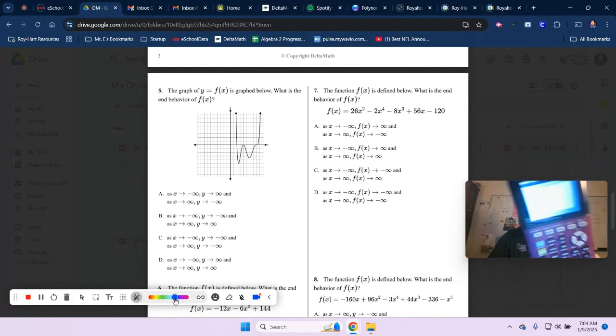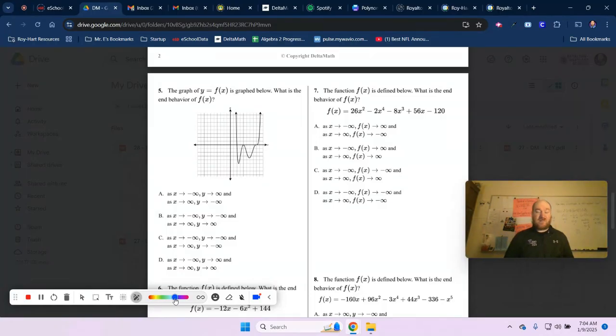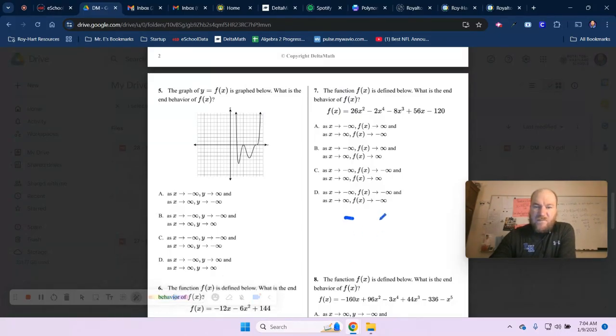I don't know if I'm going to be able to get it with this camera. It did a good job of showing what's happening in this graph. This graph is going down on both the left and the right. So this graph, I'll sketch it here. This graph looks like this. There's some other stuff happening in here, but basically at the ends on both sides, it goes down. So we need to pick the choice that says as we go left, we go down, and as we go right, we go down. So let's see.